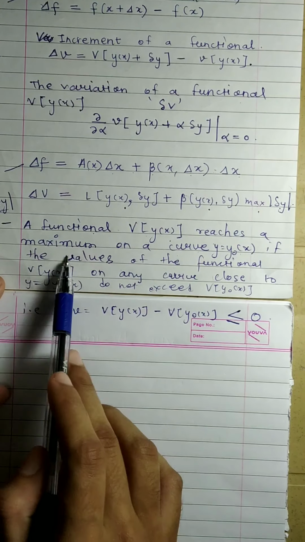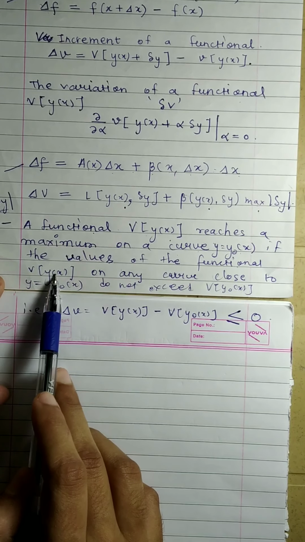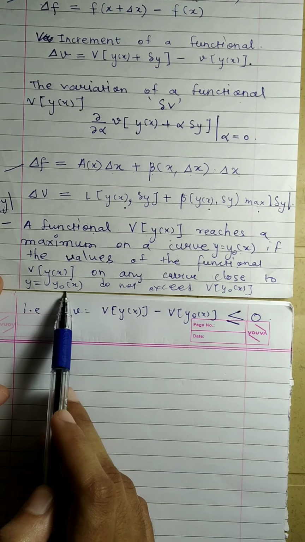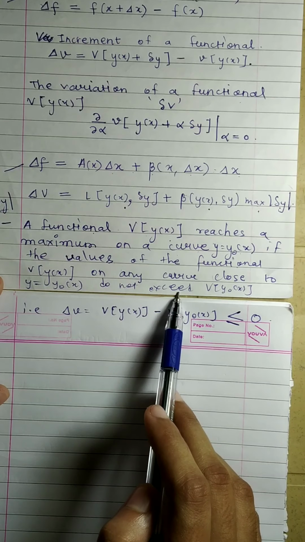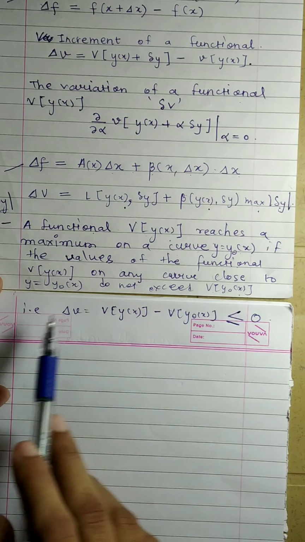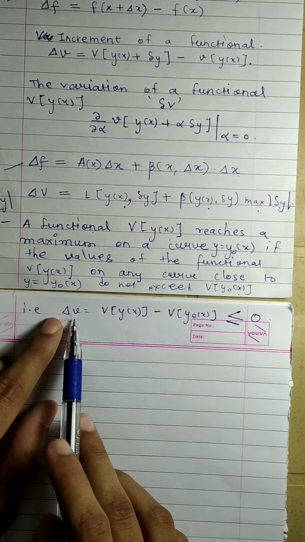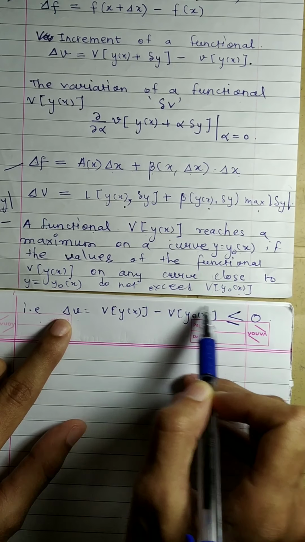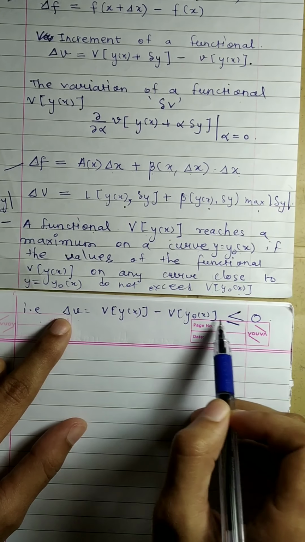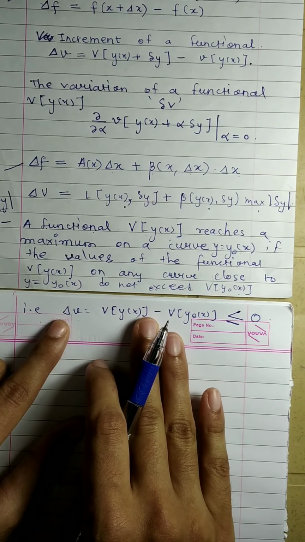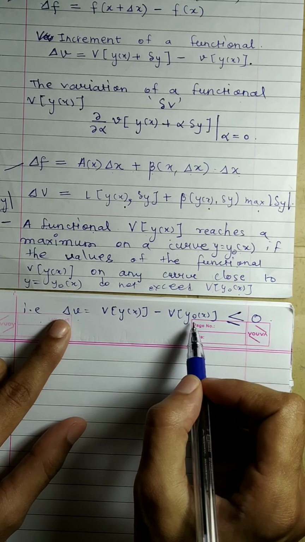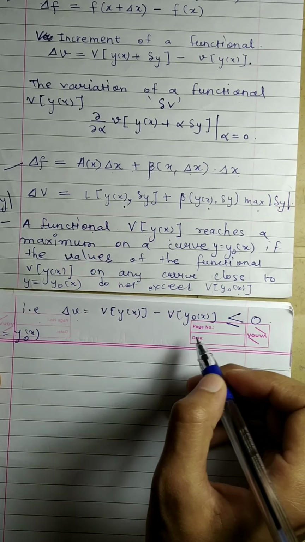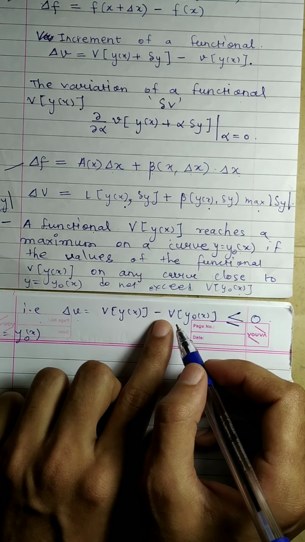A functional v[y(x)] reaches a maximum on a curve y equal to y naught of x if the values of the functional v[y(x)] on any curve close to y equal to y naught of x do not exceed v[y naught of x]. That is, delta v, given by v[y(x)] minus v[y naught of x], is always less than or equal to 0. If this happens, then we say that on the curve y equal to y naught of x the functional v attains the maximum.